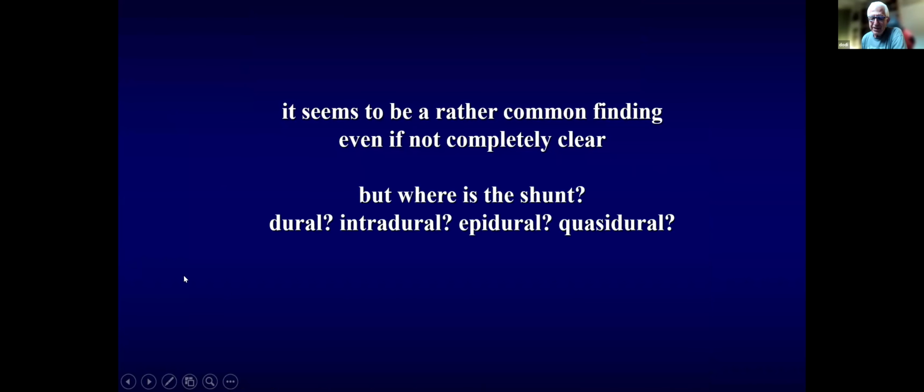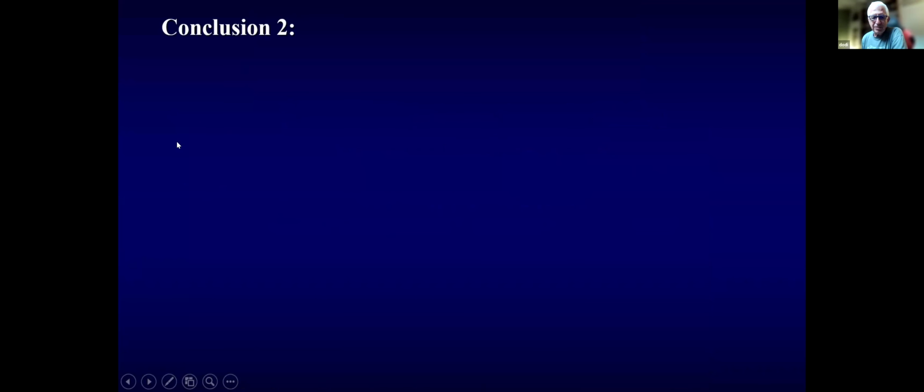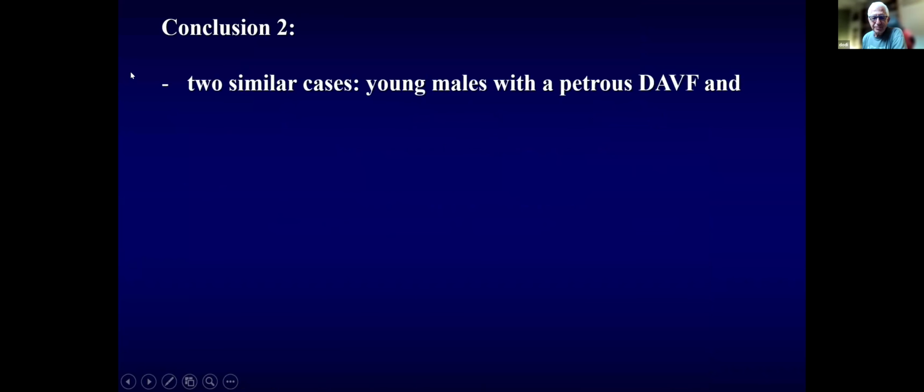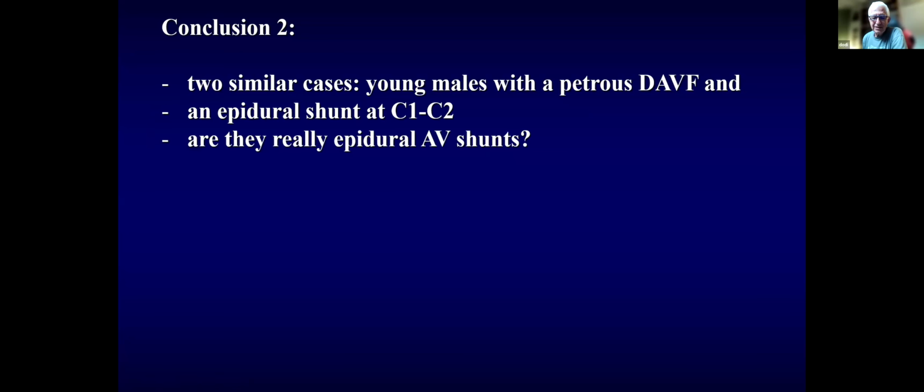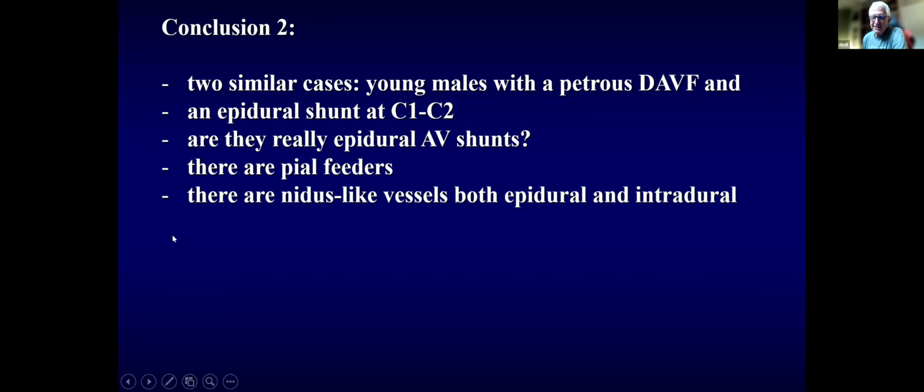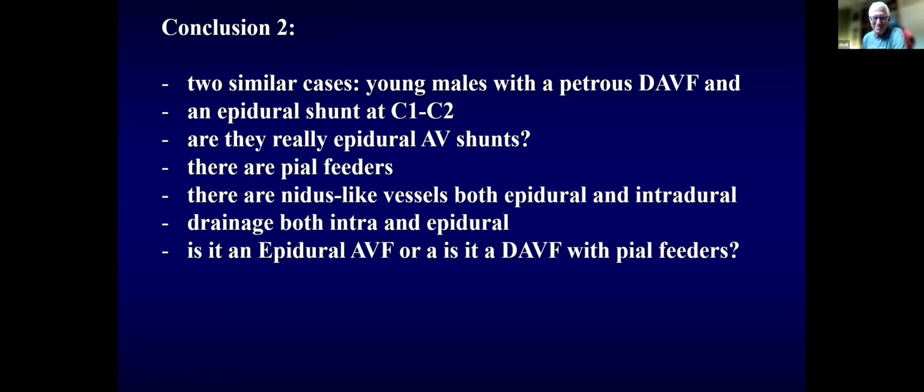But where is the shunt? Is it dural, intradural, epidural, quasi-dural? So my conclusion number 2 is we had 2 similar cases, young males with a petrous dural AV fistula and an epidural shunt at C1, C2, more or less. Are they really epidural AV shunts? There are pial feeders. There are nidus-like vessels, both epidural and intradural. The drainage is both intradural and epidural.